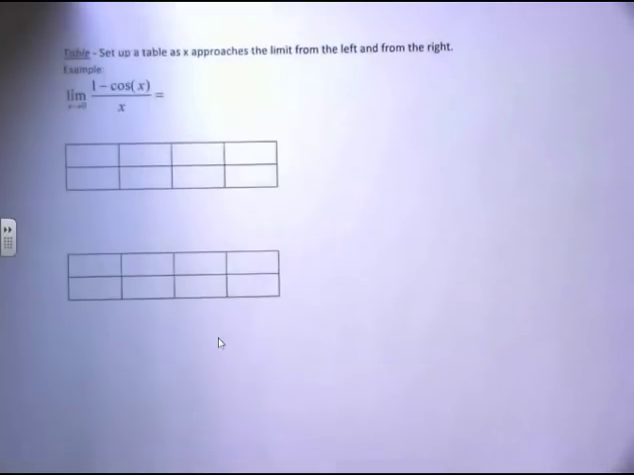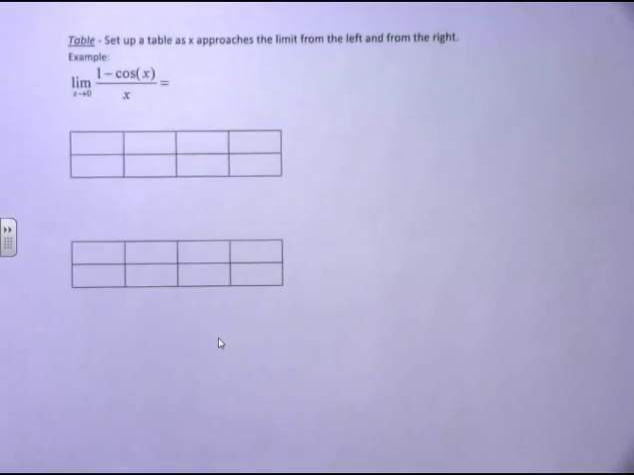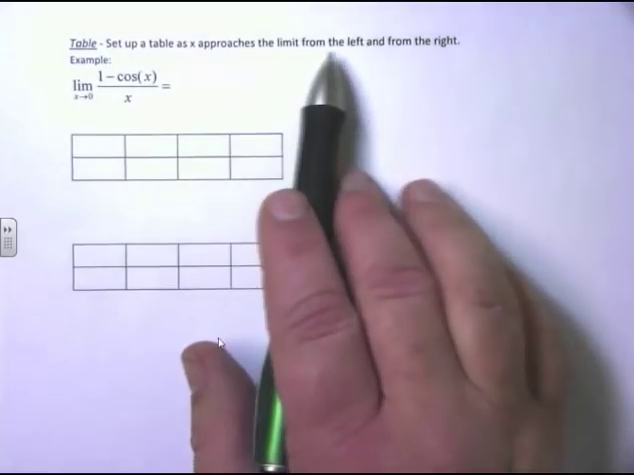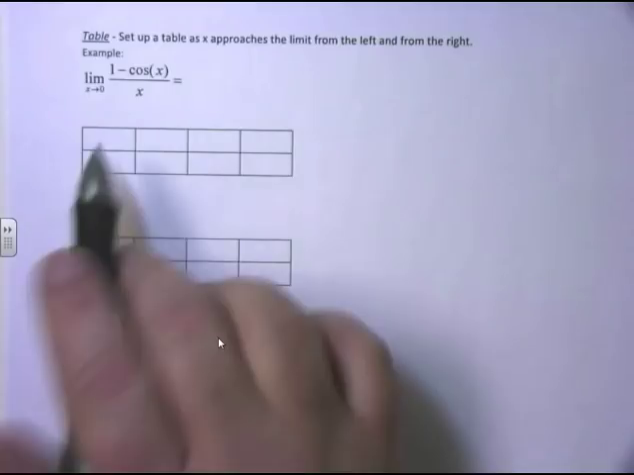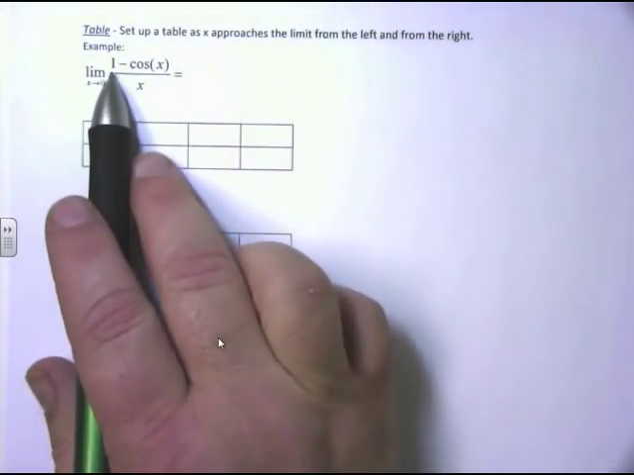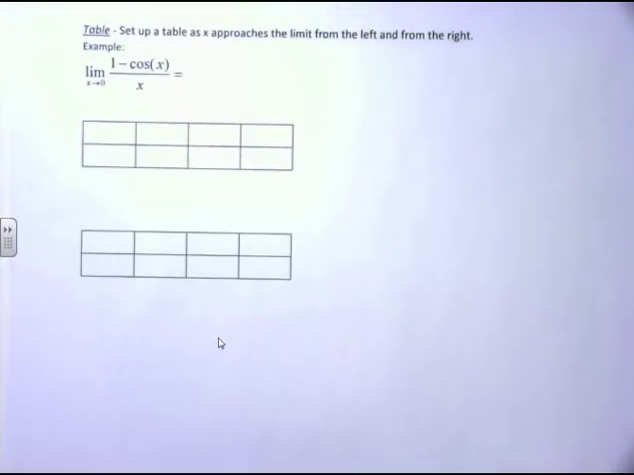But here's another example. Now set up the table as x approaches the limit from the left and from the right. An example. Now this is another classic problem. I want you to take the limit as x approaches 0 of 1 minus the cosine of x over x.